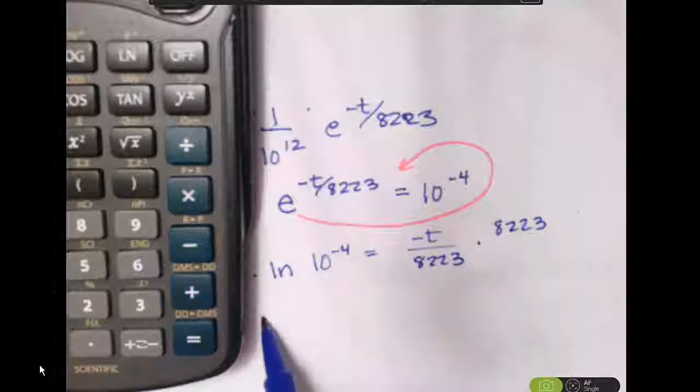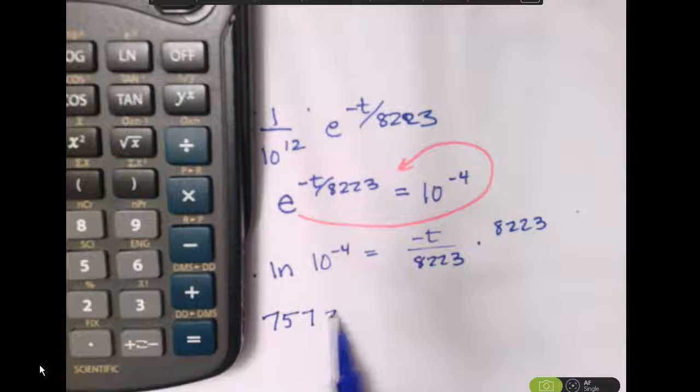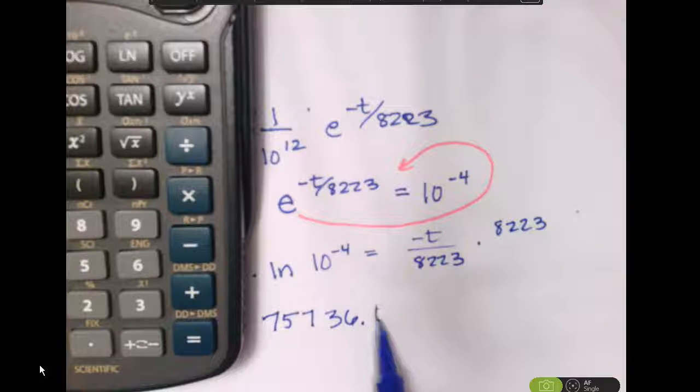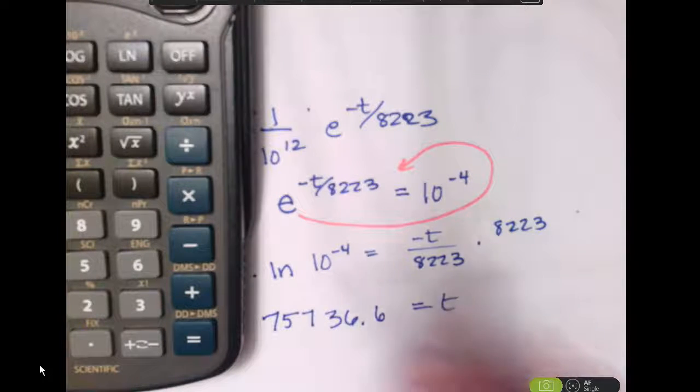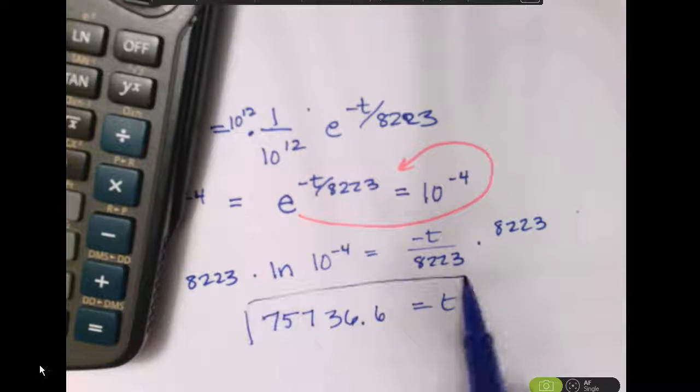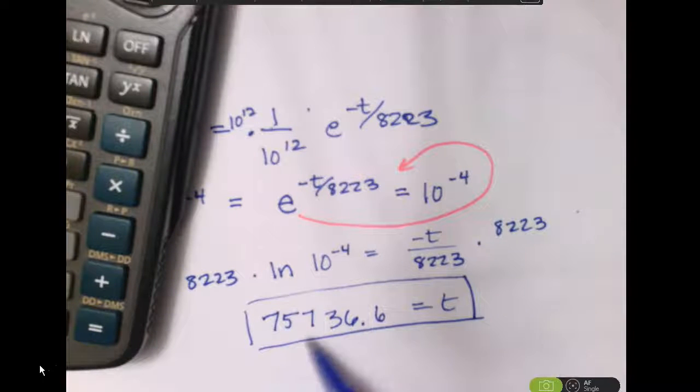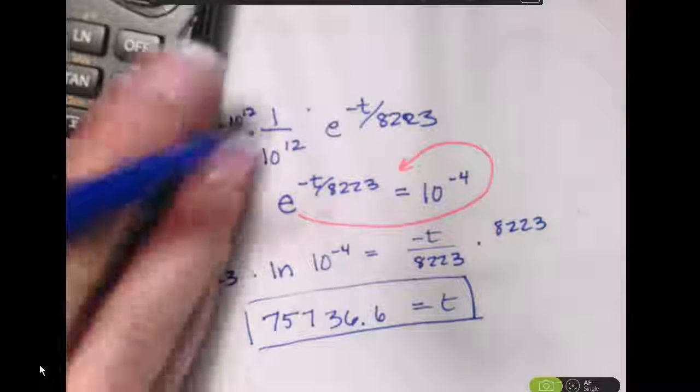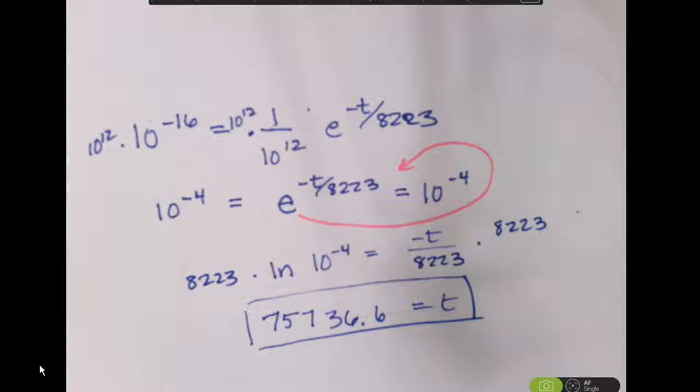So my final answer, 75,736.6. So that's going to equal positive t. So that fossil is 75,736.6 years old. So that is an example of one exponential growth problem and one exponential decay problem.